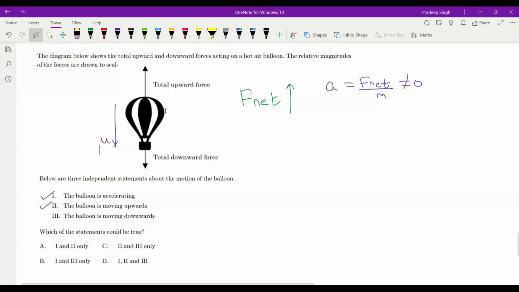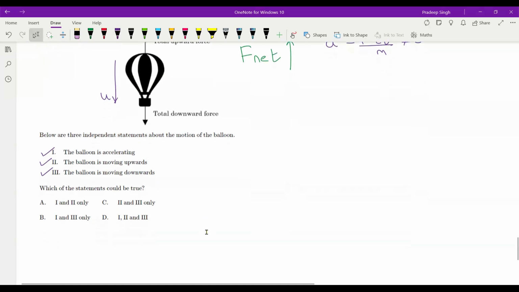So what will happen? The speed of the air balloon will keep decreasing as it is going down, and then it will become stationary at a particular point. Once it becomes stationary, at that stage, the air balloon will start to lift and rise up because the net force is still in the upward direction. And that's why statement 3 is also a possibility. And that's why the answer to this question is option D.